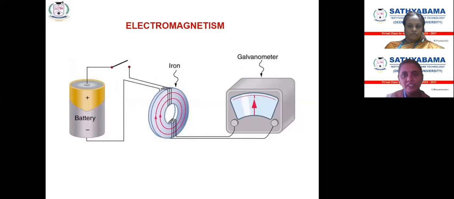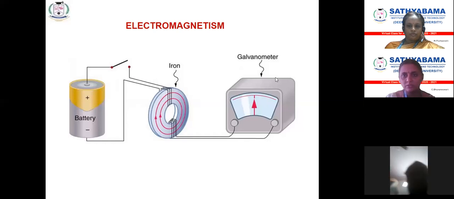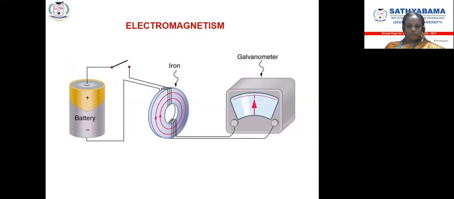Okay. Now, first we will start with the initial one. What is electromagnetism? Electromagnetism was initially generated by two main methods. One, by the chemical reaction of the batteries. And the second, by heating the thermocouple at the junction where two dissimilar metals are joined. Okay. Now, these two were predominant.